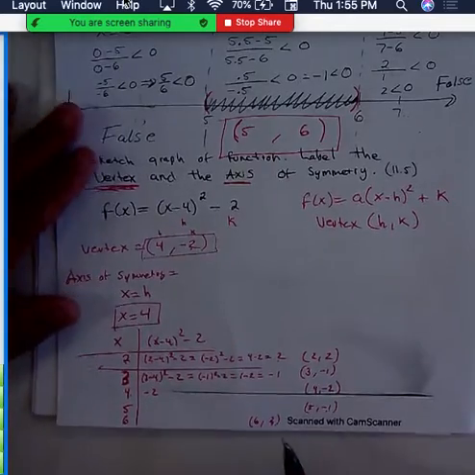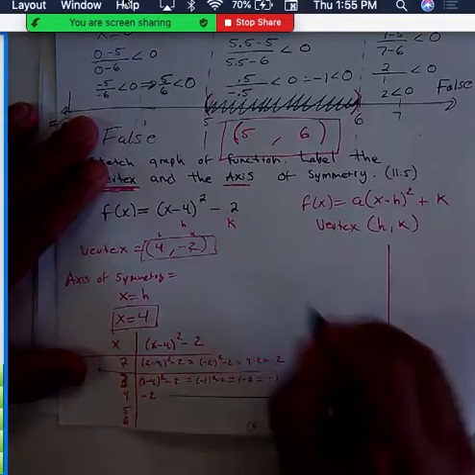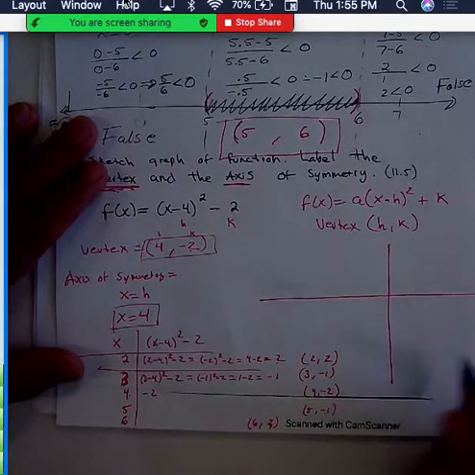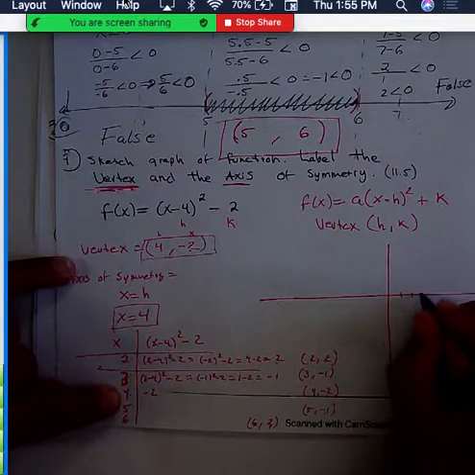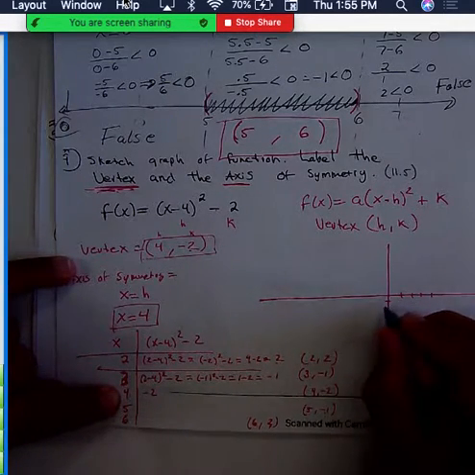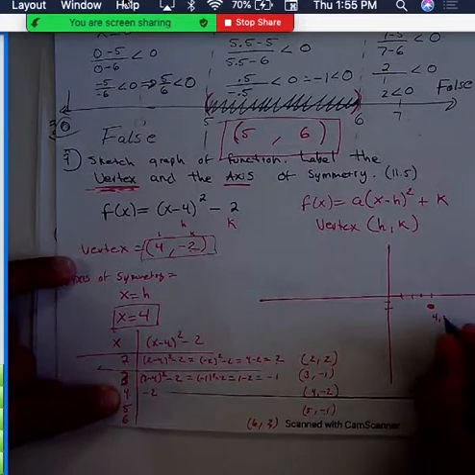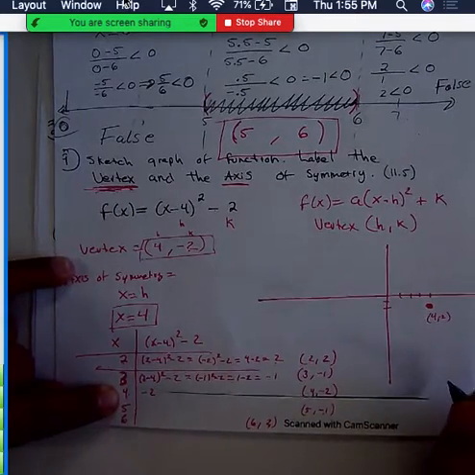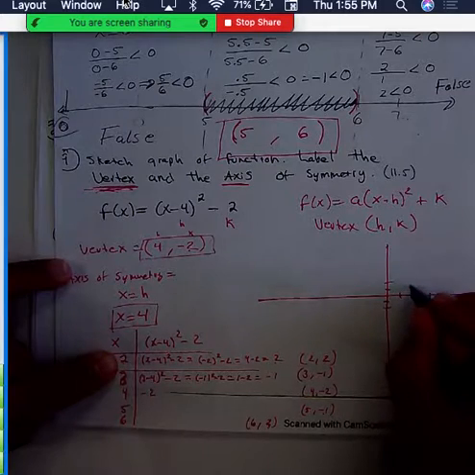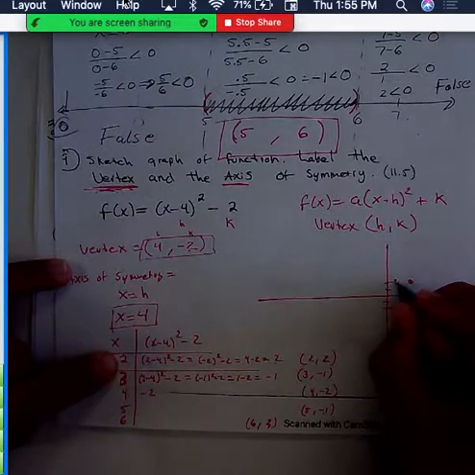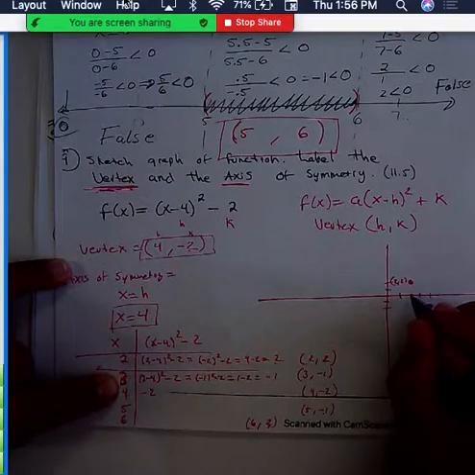Alright. So let me sketch it. A true sketch. So let's find the vertex. Positive 4: 1, 2, 3, 4. Negative 2, so around here. This is 4, negative 2. Let's find this point, 2, 2: 1, 2, and then 1, 2. Around here, this is 2, 2. Then 3, negative 1.